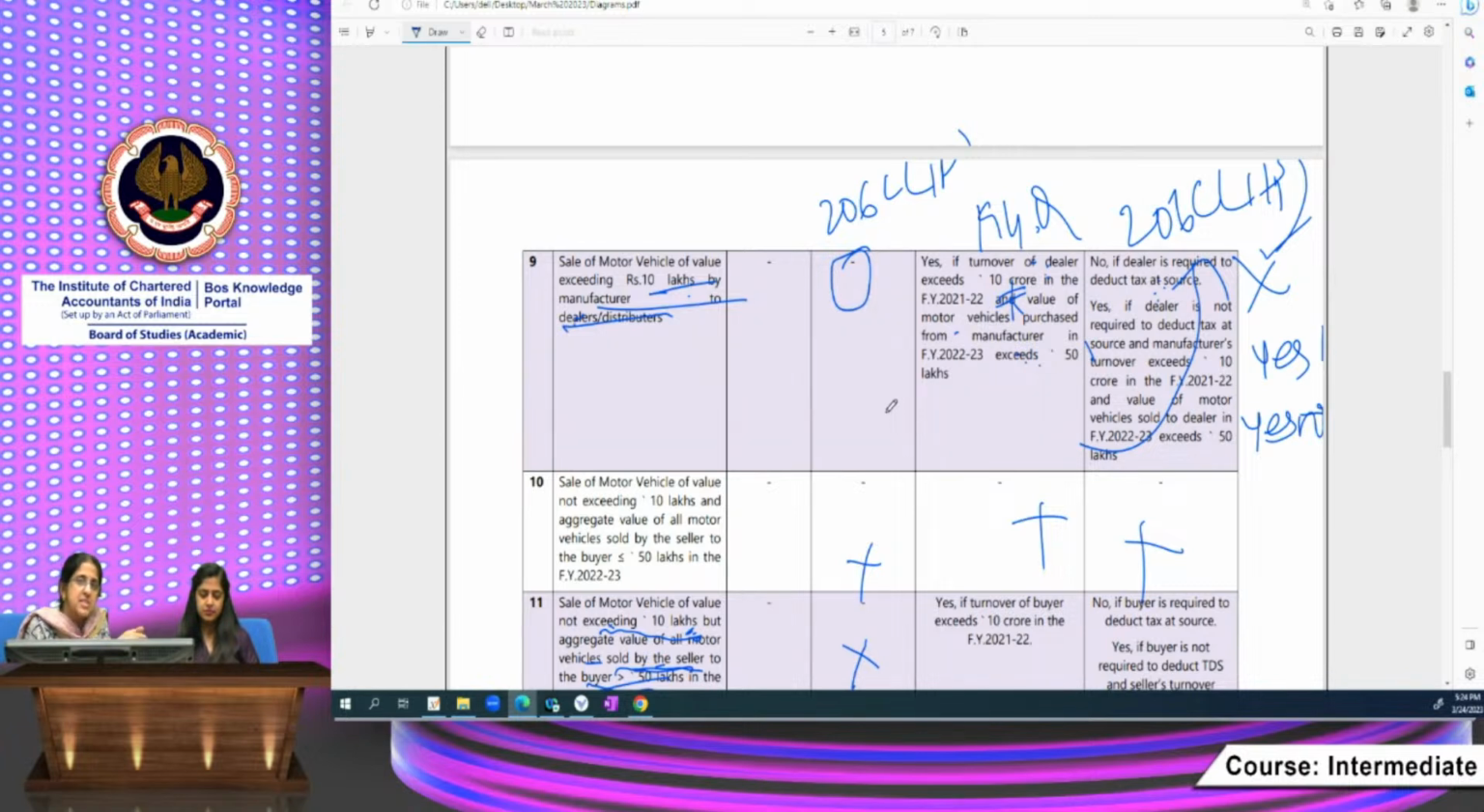If 206C1F does not get attracted, we have to see whether 194Q is attracted. 194Q will be attracted if the value exceeds 50 lakhs. If the value does not exceed 50 lakhs, we need not see anything else. If the value exceeds 50 lakhs, then we have to see whether the buyer's turnover exceeds 10 crore in the previous year. If it does not exceed, then 194Q goes out of the picture. Then you have to see 206C1H, the seller's turnover, whether it exceeds 10 crore. If yes, then 206C1H gets attracted. If it does not exceed 10 crore, then neither TDS nor TCS is attracted.